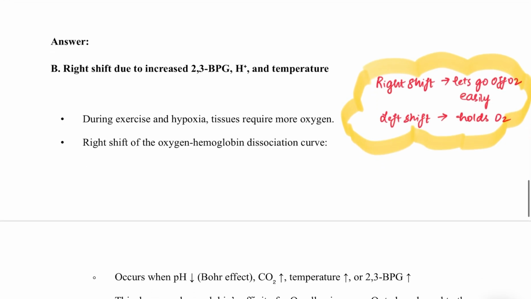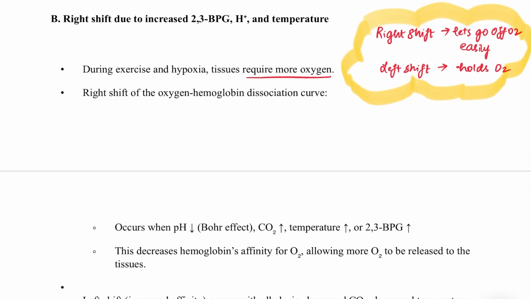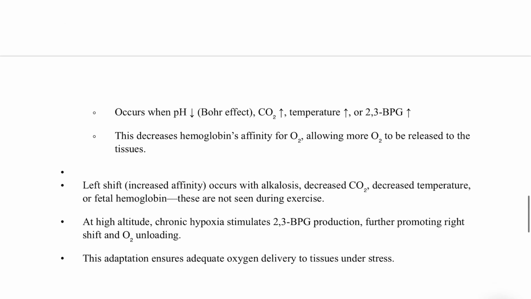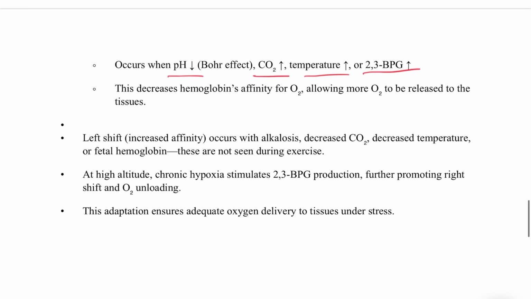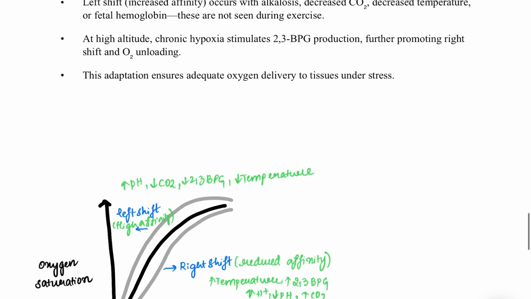So during exercise in hypoxia, tissue will require more oxygen. So there will be a right shift of the oxygen hemoglobin dissociation curve. As we already saw, it occurs in decrease in the pH, like in the Bohr effect, increase in the carbon dioxide, increase in the temperature, or increase in the 2,3 BPG. This decreases the hemoglobin affinity for oxygen, so this allows oxygen to be released to the tissues. And left shift occurs with alkalosis, decrease in the carbon dioxide, decreased temperature, and fetal hemoglobin.